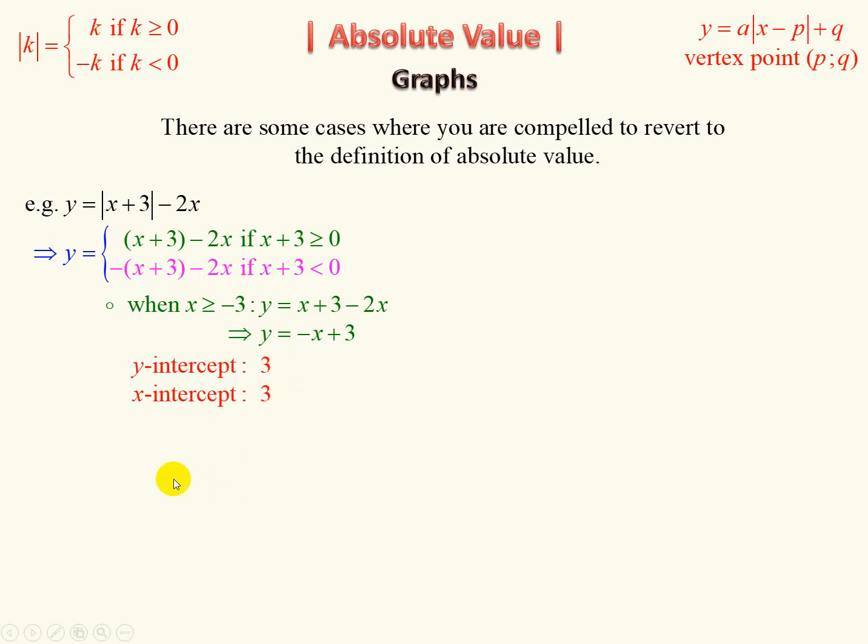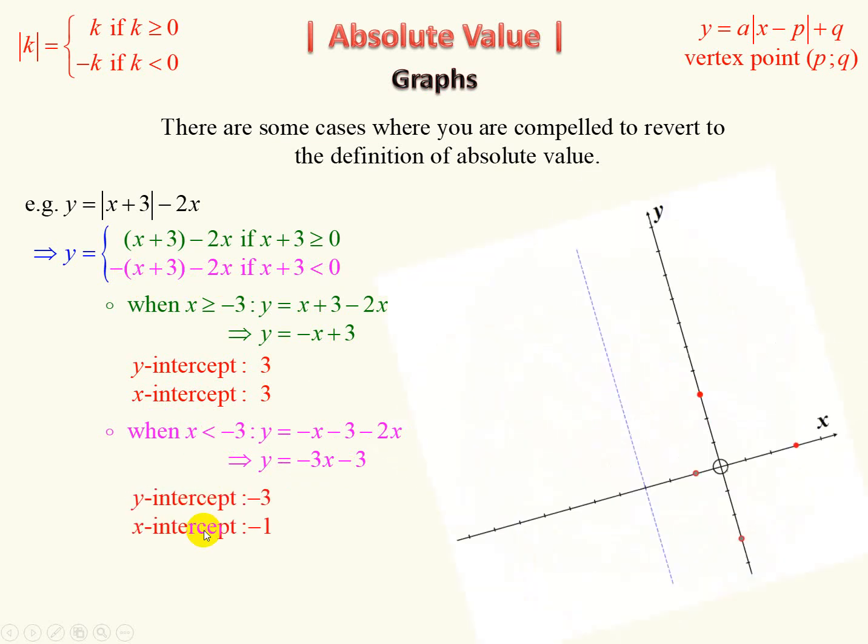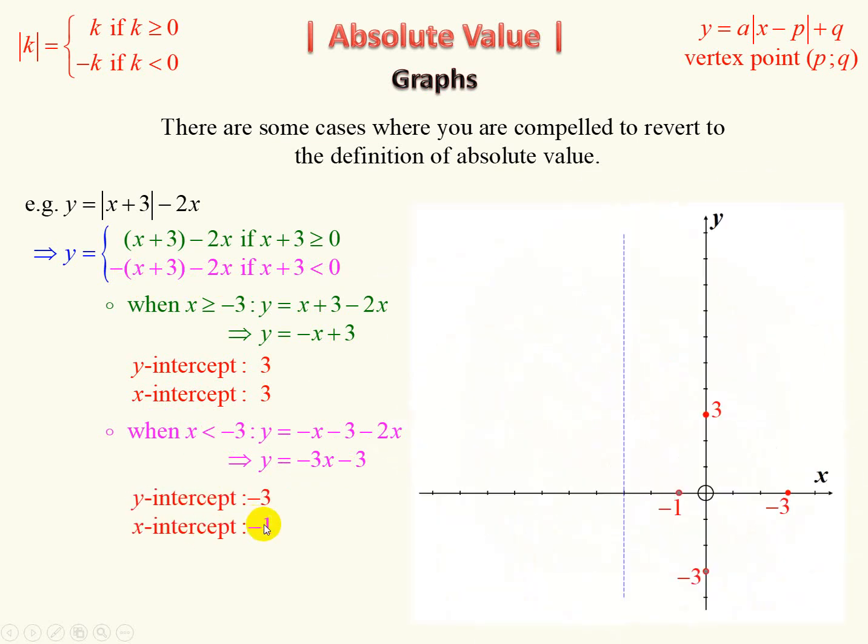Then we go to this side. When x is less than minus 3, then we have y equals minus x minus 3 minus 2x, and we get minus 3x minus 3. They're the intercepts. So there we are, I've marked in the intercepts. And there is the critical value of x equals minus 3, where changes are going to occur.